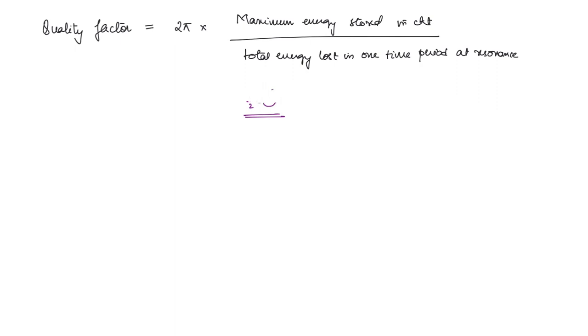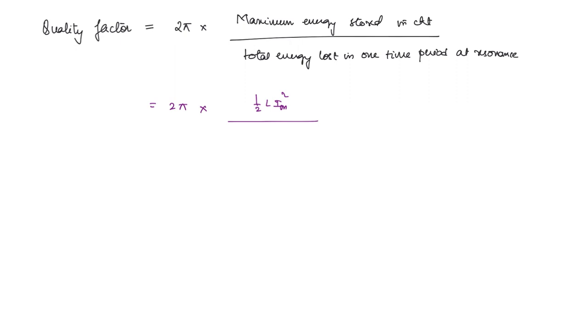So now we can find the expression for the quality factor: 2 pi times half L Im square, this is the energy, divided by the total energy dissipated in one time period, which we can write as the power into time.